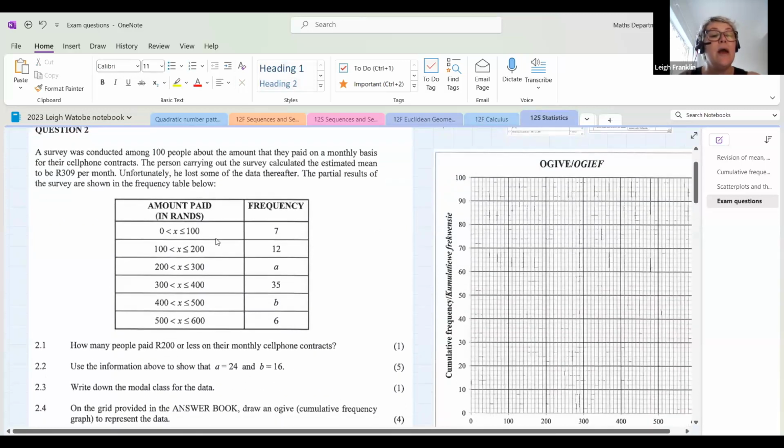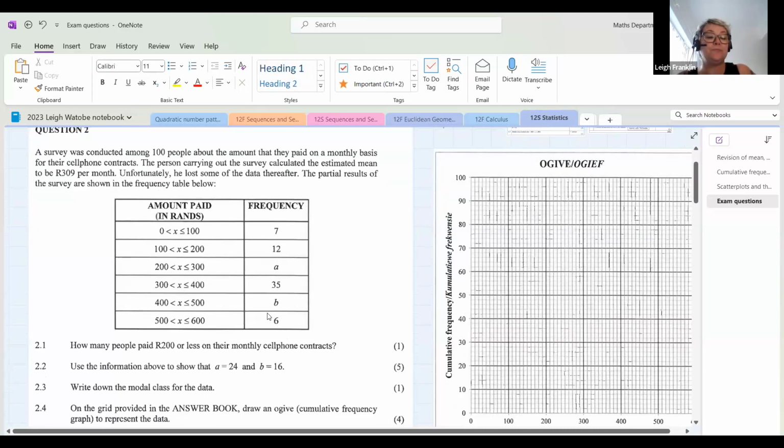Okay, so between 0 and 100 rands, there are 7 people. Between 100 and 200 rands, 12. 200 to 300 is A. 300 to 400 is 35. 400 to 500 is B. And 500 to 600 is 6.